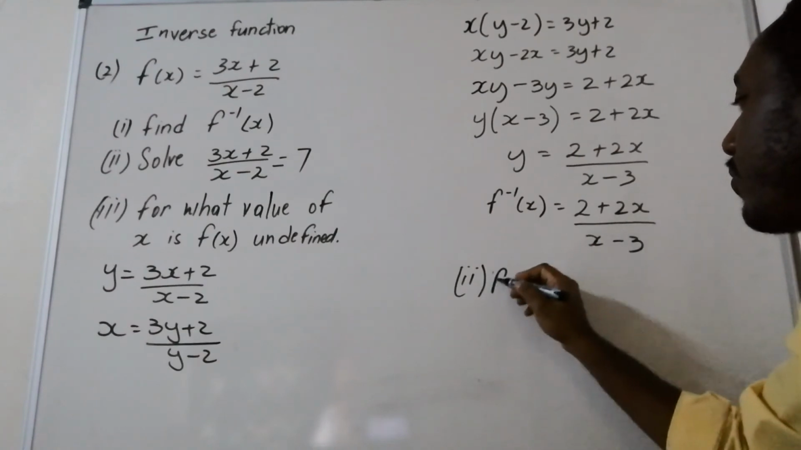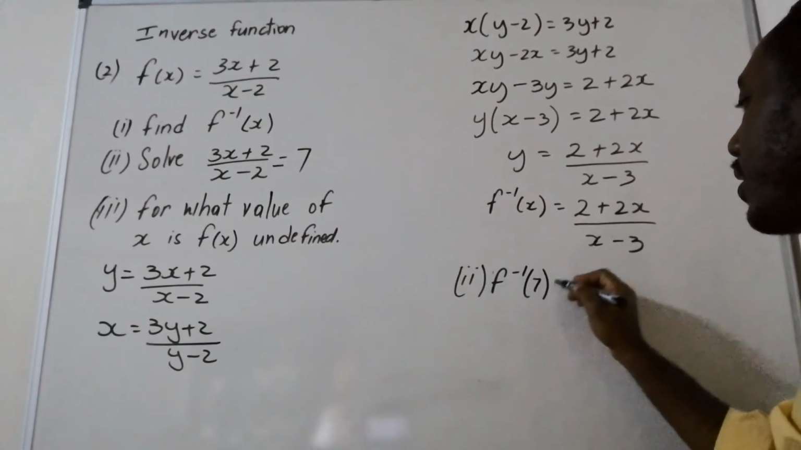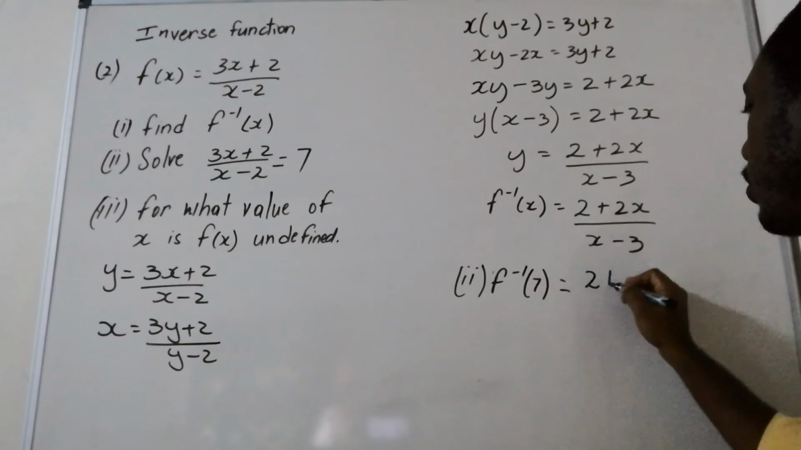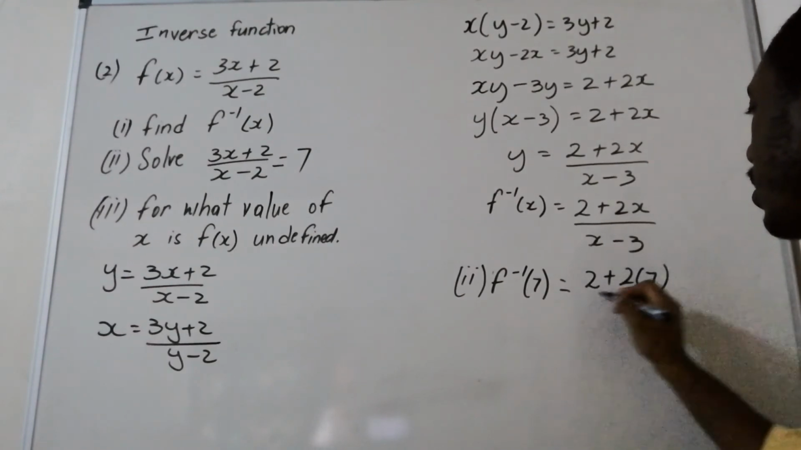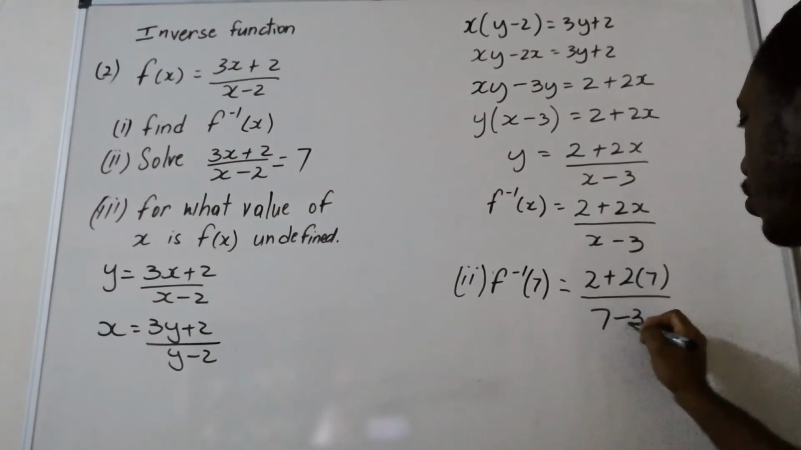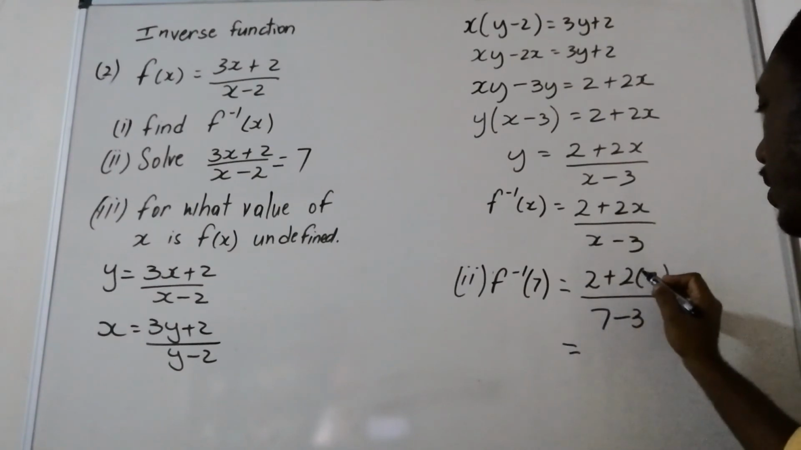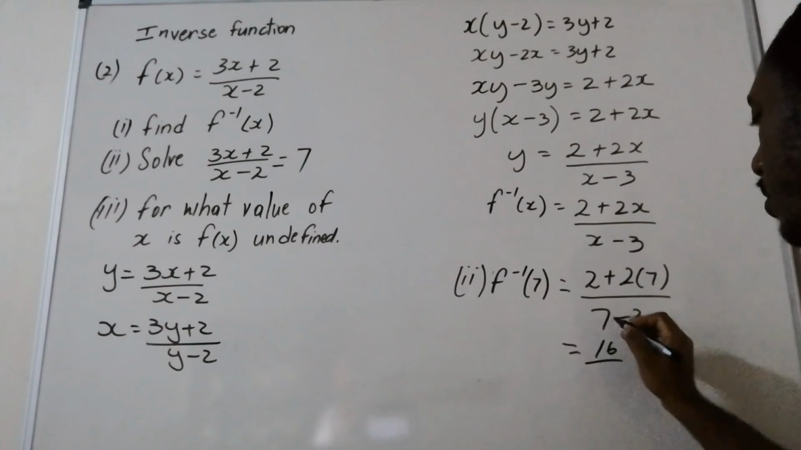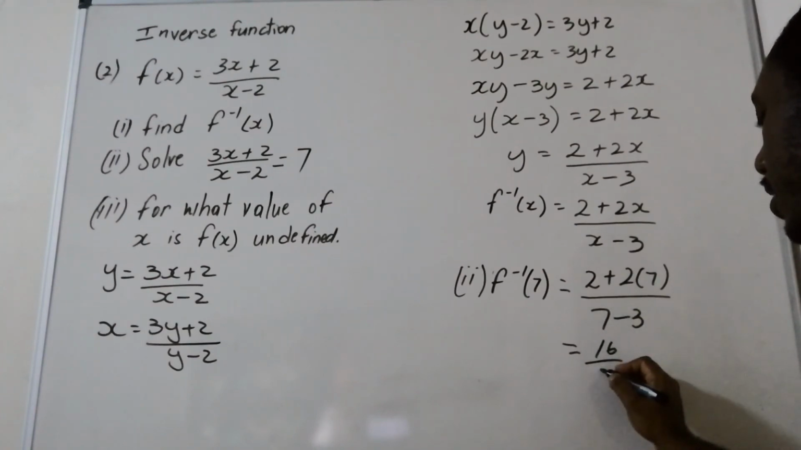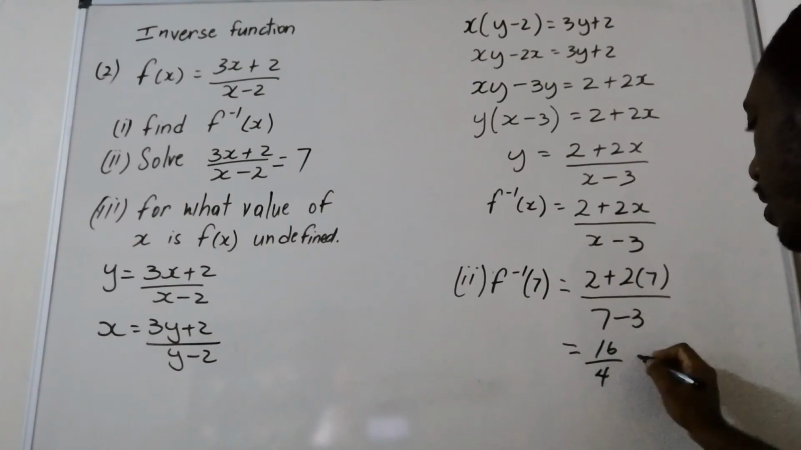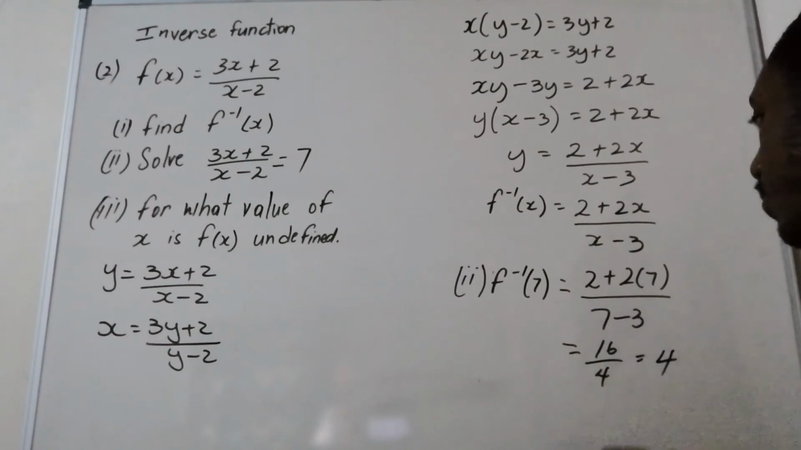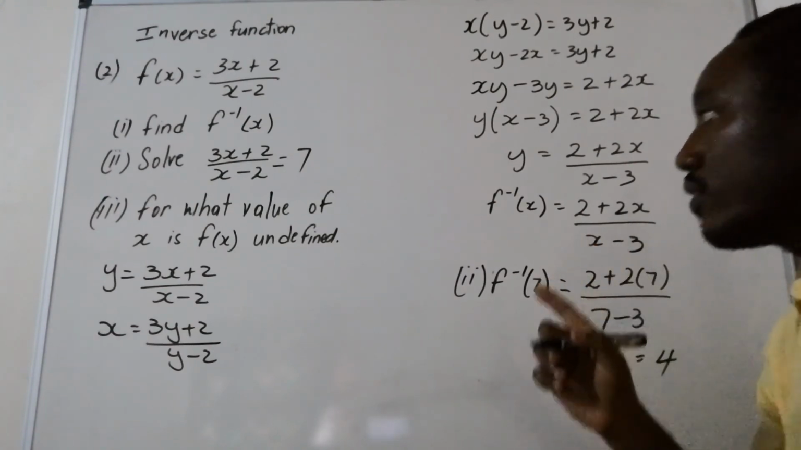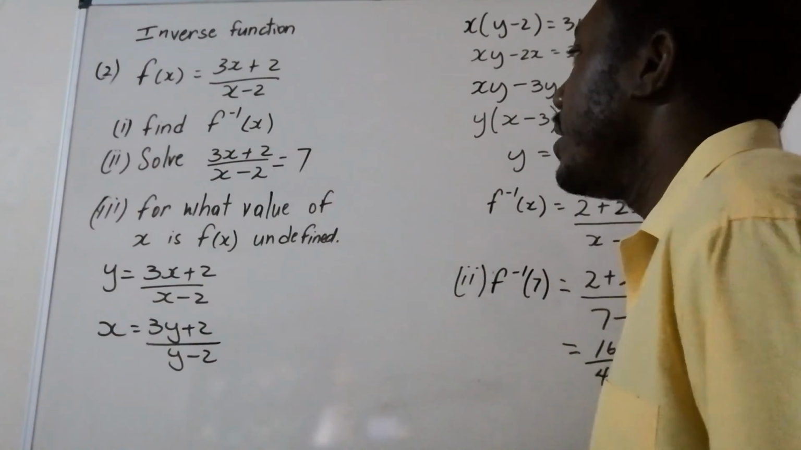So we find f inverse 7, that will be equal to 2 plus 2 times 7 over 7 minus 3. So that will give us 14. 14 plus 2 is 16. 16 over 4, which is 4. So when x is equal to 4, our answer here will be equal to 7.